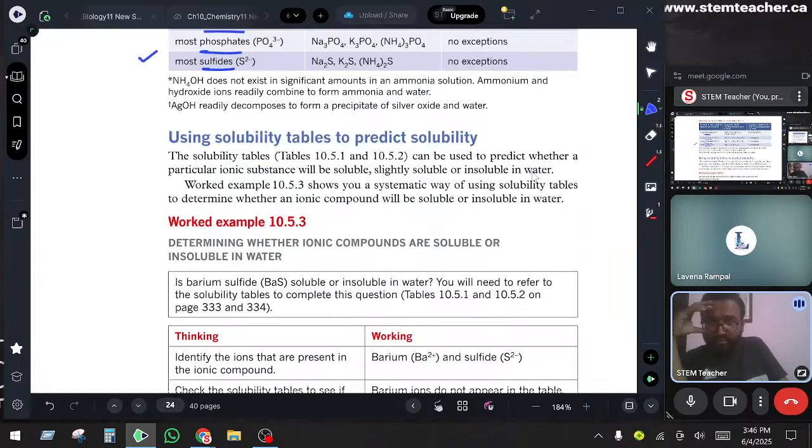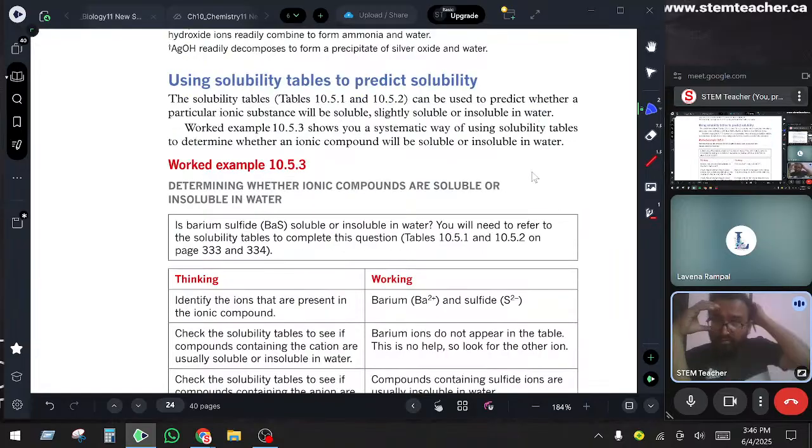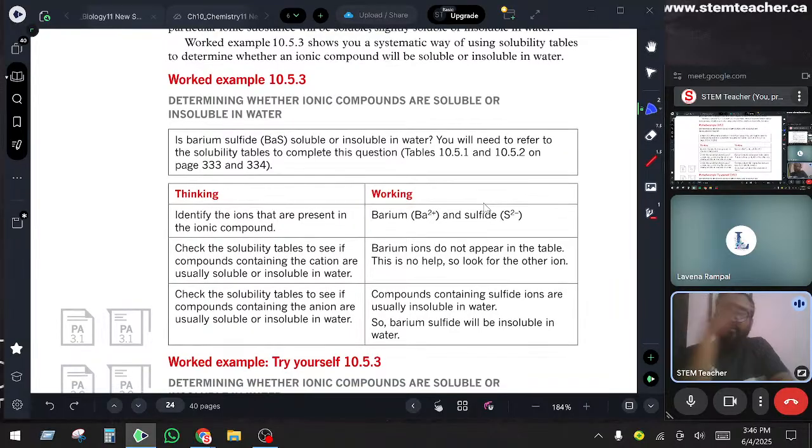So using the solubility table to predict solubility, we can see one example here: determining whether ionic compounds are soluble or insoluble. Can you read the first question? Is barium sulfide soluble or insoluble in water? We use the solubility table to answer this. Barium is Ba2+ and sulfide is S2-.